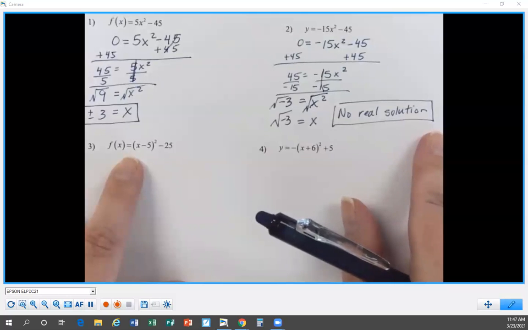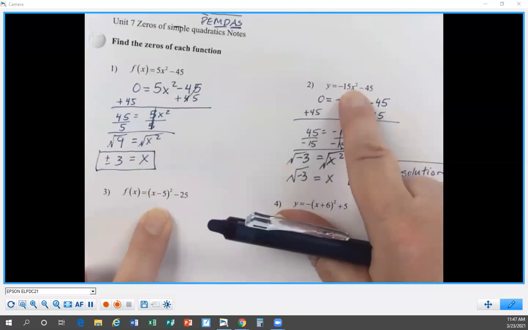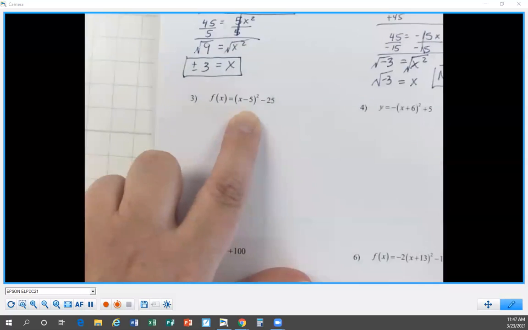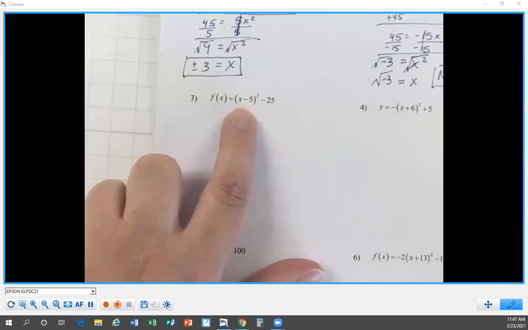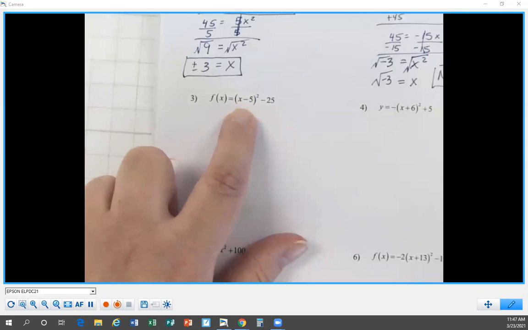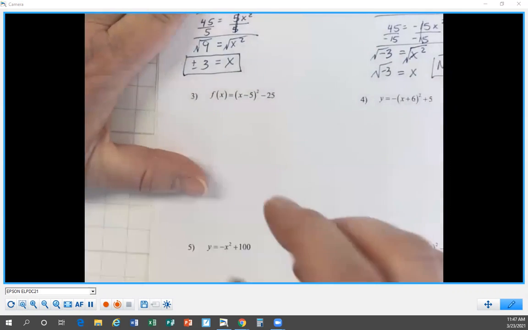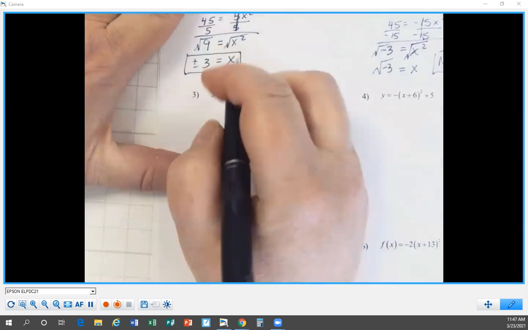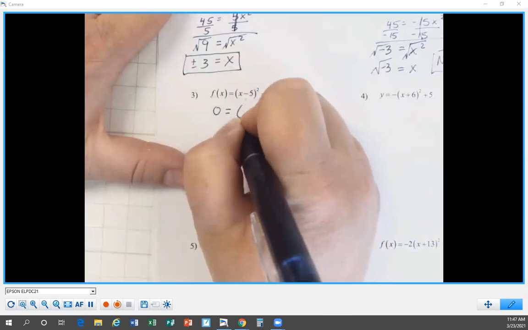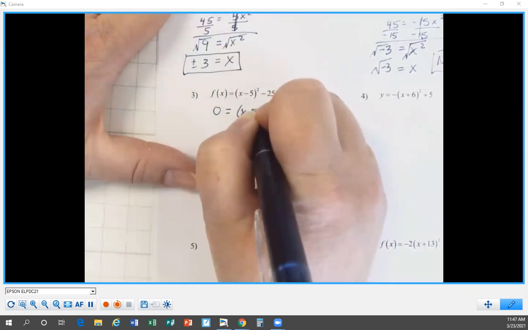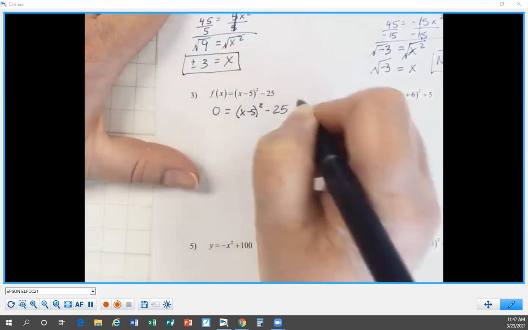All right, now let's see how we would solve a problem that has a quantity squared. So instead of just x squared, here we have x minus 5 quantity squared. Let's solve this problem. f of x equals, we're going to change that to 0 equals. We bring down our squared quantity, x minus 5, quantity squared, minus 25.